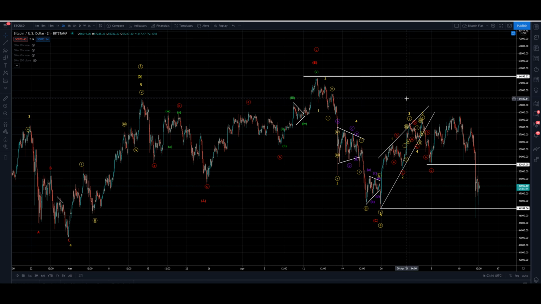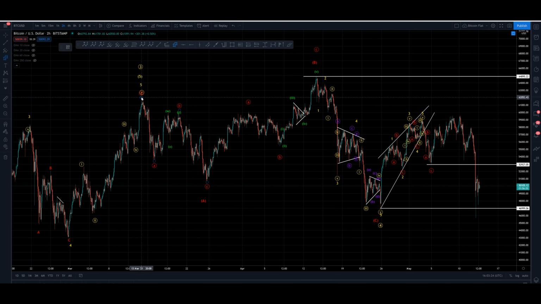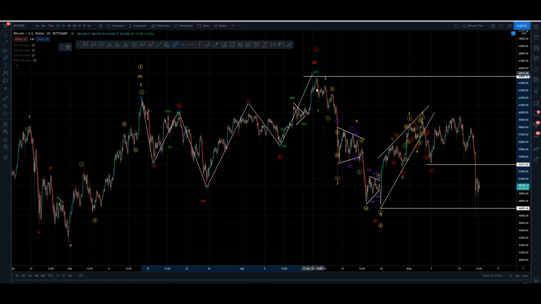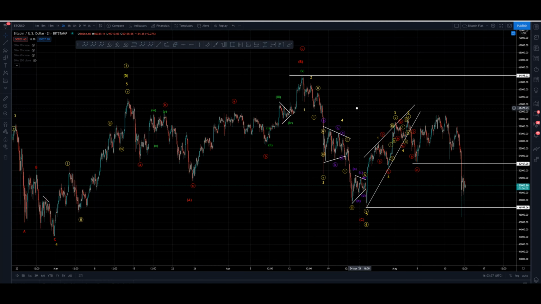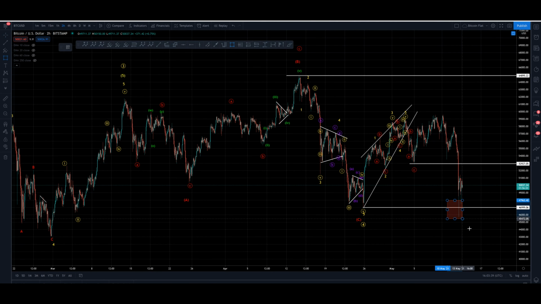So here was the preferred count, which has now been invalidated, which was the idea of an expanding flat pattern which peaked out early in March, around the 13th of March. I was saying we see a 3-wave pattern into an A, a 3-wave move into a B, and then a 5-wave move down into a C, completing a wave 4. Well, that has since been invalidated with this move here, which has come down below where that 5-wave move completed, and we've now had another move up and another move back.